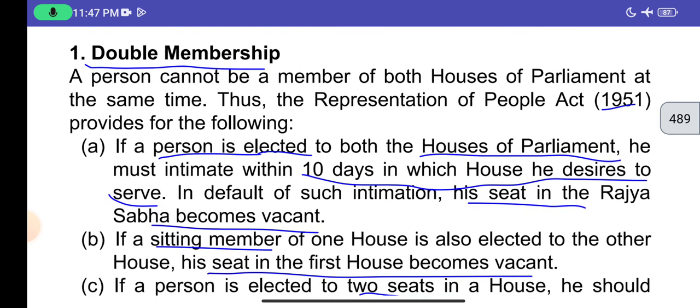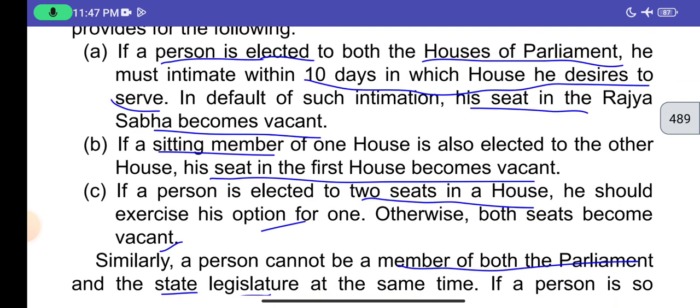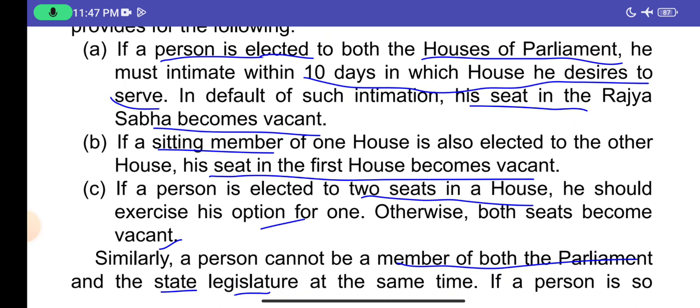Number 1, double membership. A person cannot be a member of both Houses of Parliament at the same time. Thus, the Representation of People Act 1951 provides for the following. If a person is elected to both the houses of parliament, he must intimate within 10 days in which house he desires to serve. In default of such intimation, his seat in the Rajya Sabha becomes vacant.